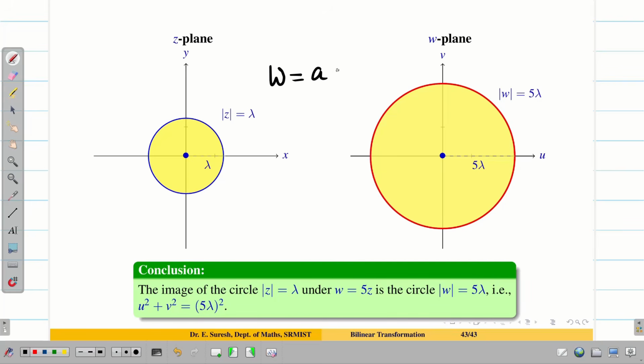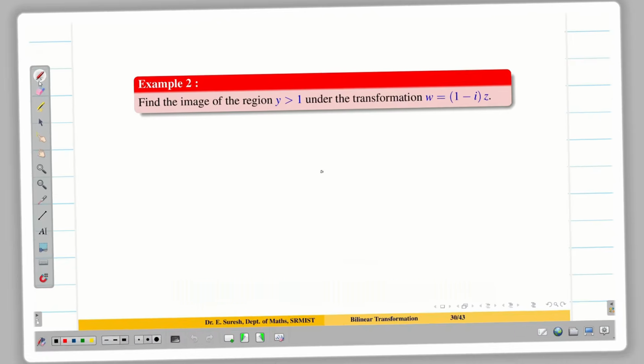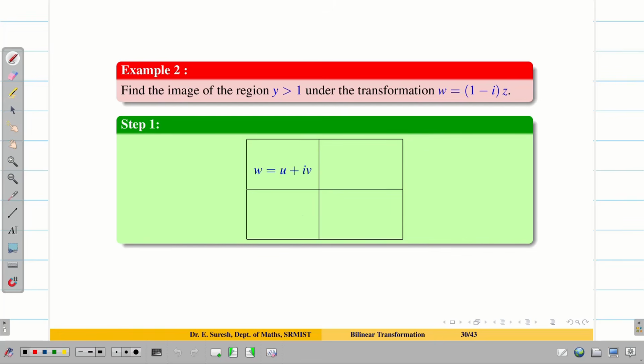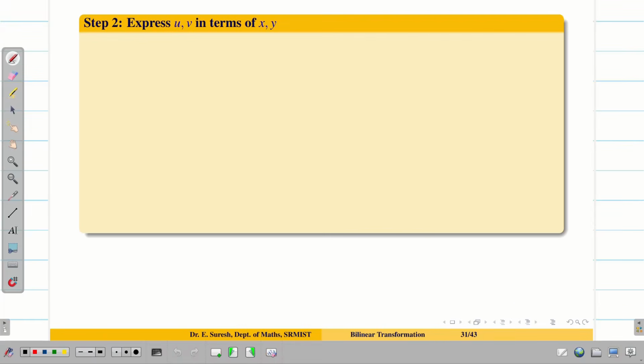This time I am going to take w is equal to az, where a is a complex number. In the previous problem, a is a real number, so only magnification happens. In the next problem, a is a complex number. Here a is 1 minus i. So as usual, write the step 1 and step 2.